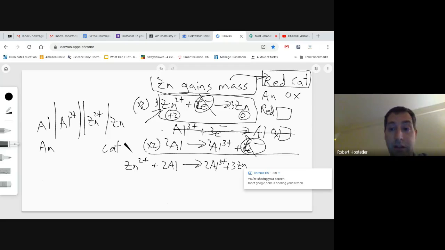So look for the reaction and find the thing that gets reduced. You can pick out the cathode that way. You can find the thing that gains mass, or if you just have them listed on a reduction potential sheet, the one that's higher up on the list is the one that's reduced, and therefore it's the cathode.